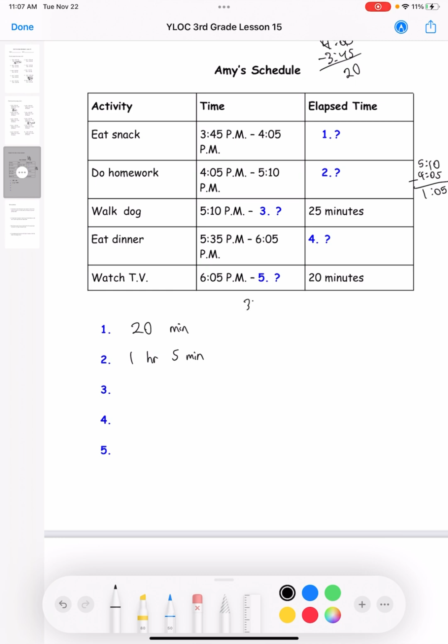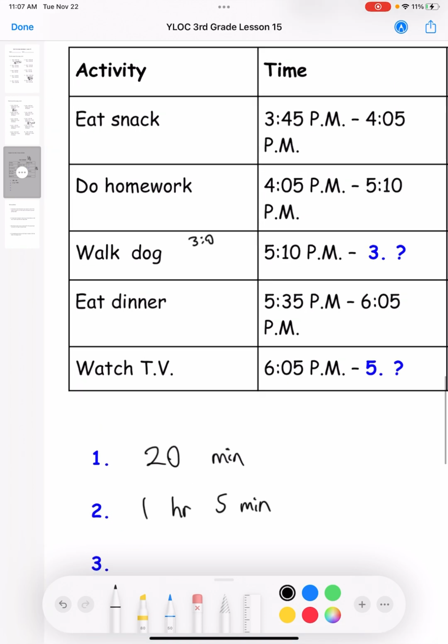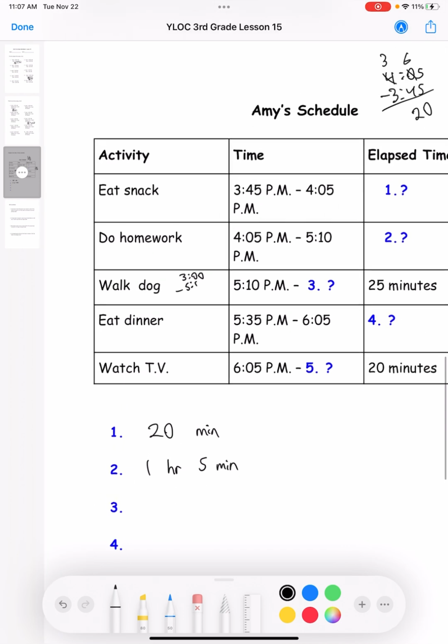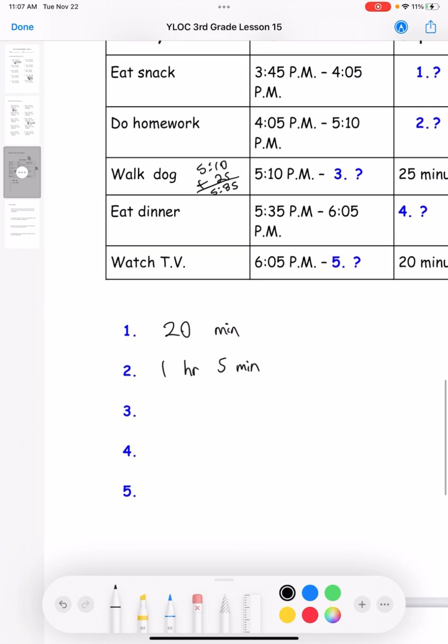So 3 o'clock minus 5:10. Wait. Sorry. For this one, they tell us the elapsed time, 25 minutes. So we just add 5:10 plus 25 minutes, and we get 5:35. So the end time is 5:35 p.m.